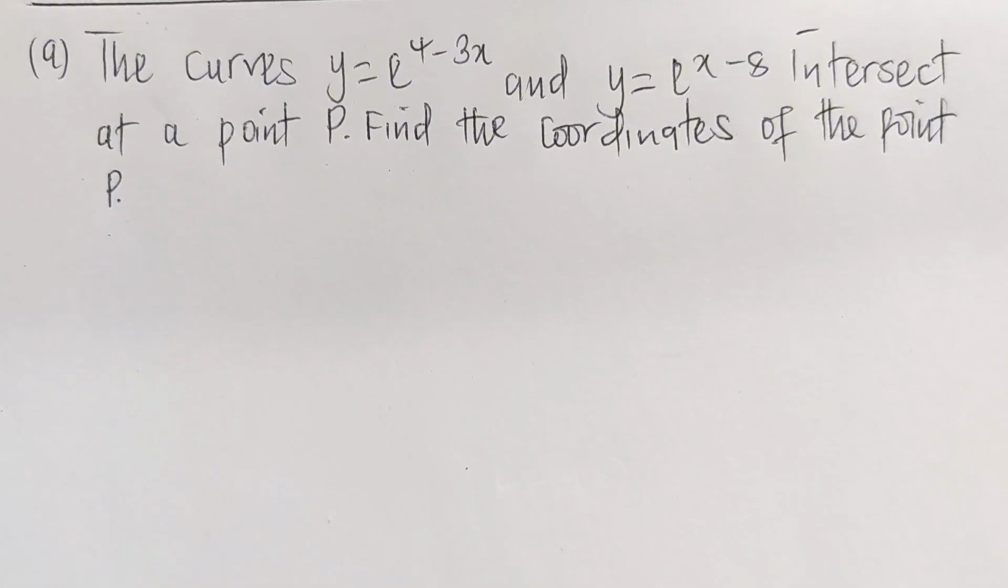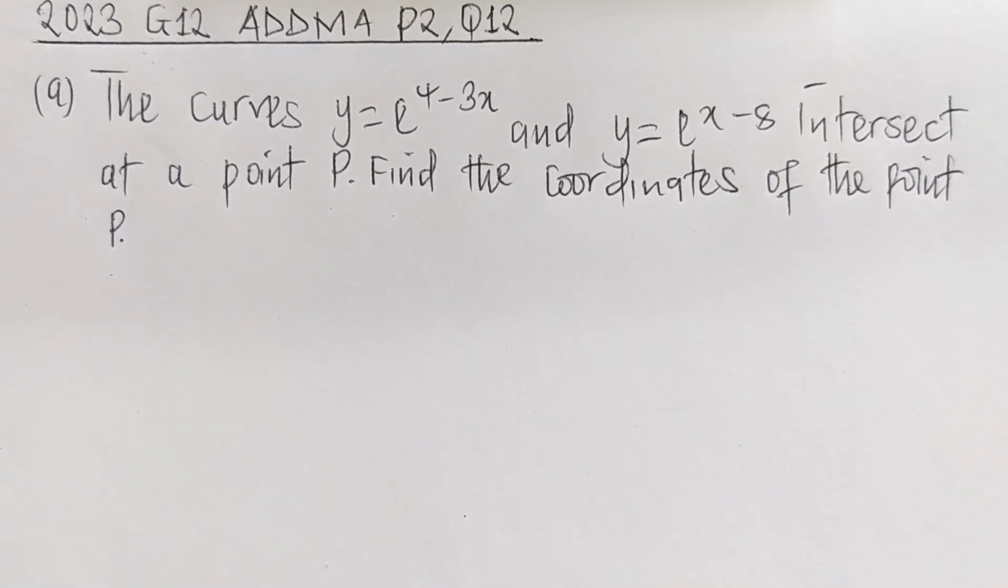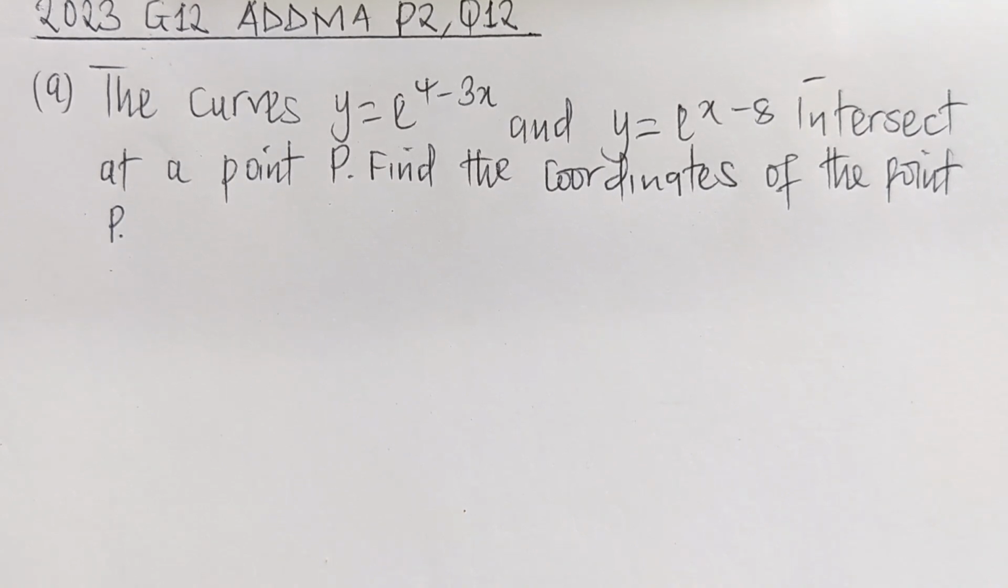Starting with the first one, A: the curves y equals e to the power 4 minus 3x and y equals e to the power x minus 8 intersect at a point P. Find the coordinates of the point P. Here we are looking for the intersection point of these two curves. We have been given two equations, so we are just going to equate them, and this will give us the value of x.